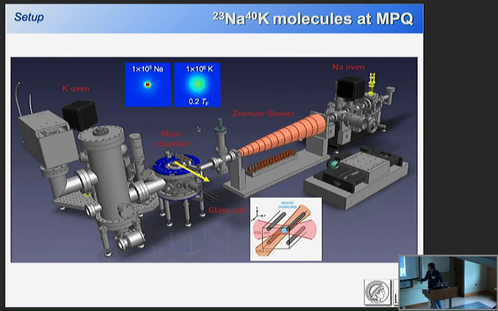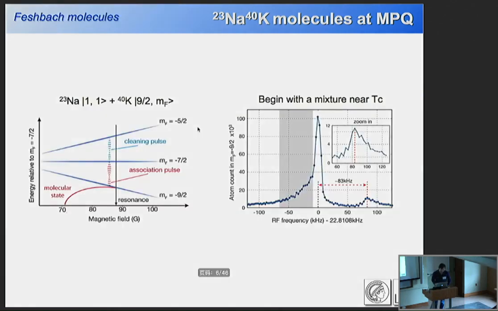The dipole trap we are using is a dual color dipole trap, consisting of a 1064 nanometer and a 1550 nanometer dipole trap. This could be useful to identify light-assisted decay. After creating a cold mixture of sodium and potassium, we use a radio frequency pulse to transfer atoms into the bound state near the 90 Gauss resonance. Typically we can produce 10,000 Feshbach molecules.